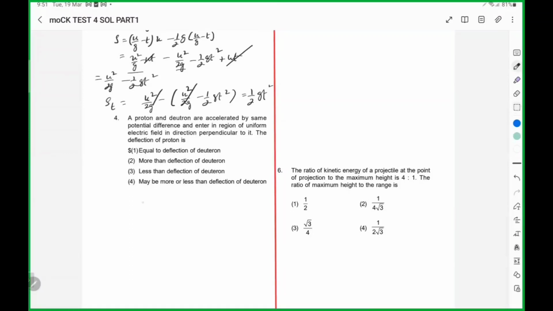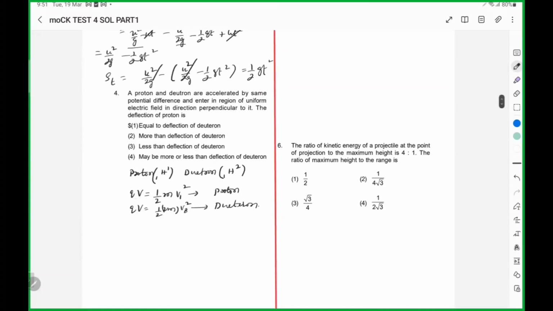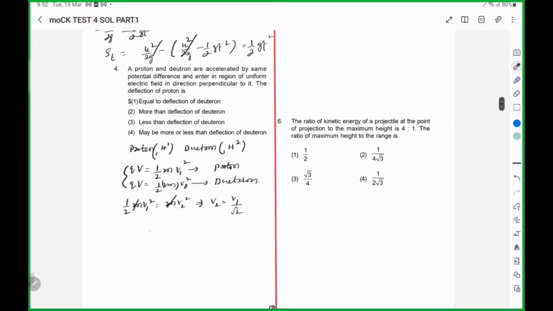So we know proton, deuteron having same charge, only different in mass number, accelerated by same potential difference, both are having same charge. This is related to proton. Same potential difference is applied. It's related to deuteron. So both QEs are same. Half m v1 square is half m v2 square. So velocity of deuteron is here.